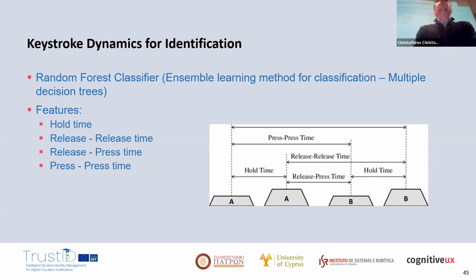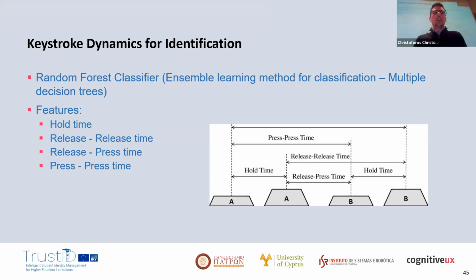Now, one of the latest things that we've been working on relates to keystroke dynamics. Keystroke dynamics is the way that we type on the keyboard. And we're experimenting with the implementation of a keystroke dynamics biometric. For that, we use a random forest classifier, an ensemble learning method for classification that uses multiple decision trees to classify whether what you write matches accurately enough the way you were supposed to write. For that, we use some features to train it.